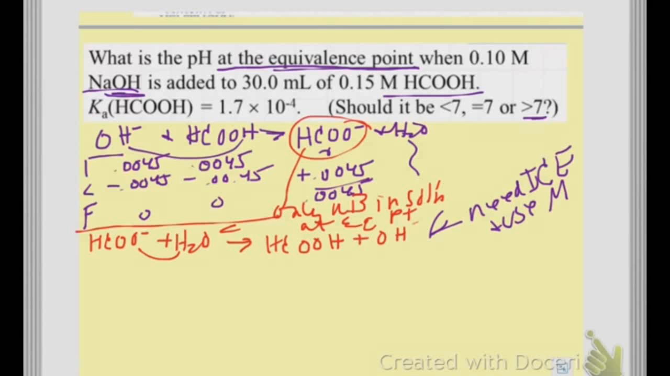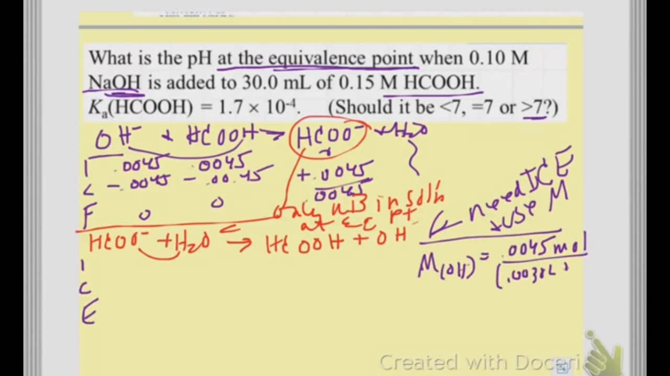Because this is a weak base in its conjugate, I need to do an ICE table, and I need to use molarity. Okay, so let's do the ICE. If I look at trying to find the molarity of the hydroxide, I know the volume of the acid, but I don't know the volume of the sodium hydroxide that I use.